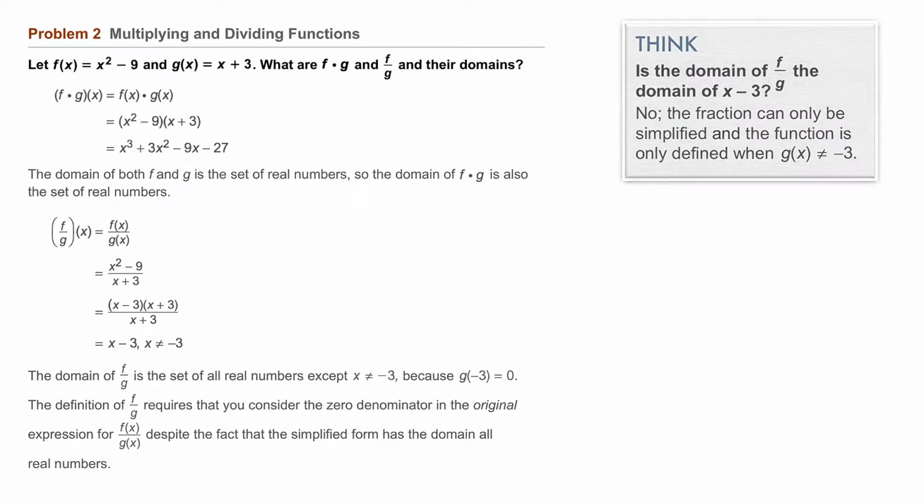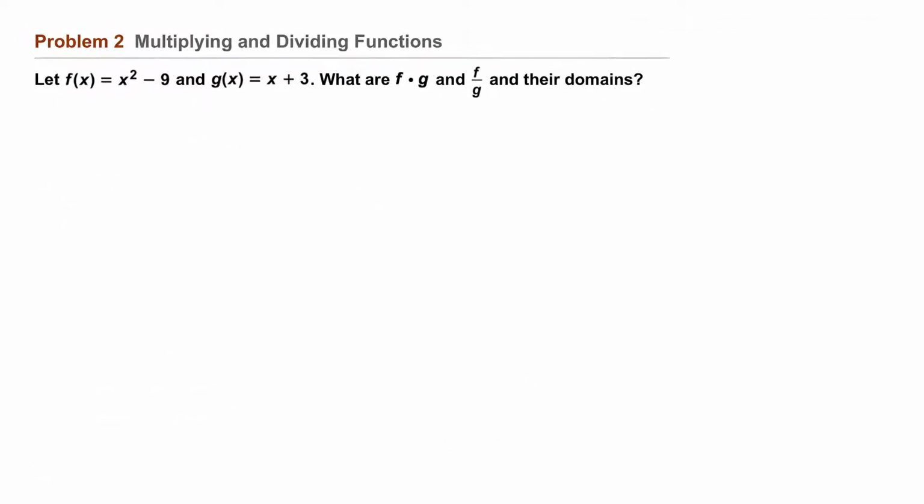Problem 2. Multiplying and dividing functions. Let f of x equal x squared minus 9 and g of x equal x plus 3. What are f times g and f divided by g and their domains?